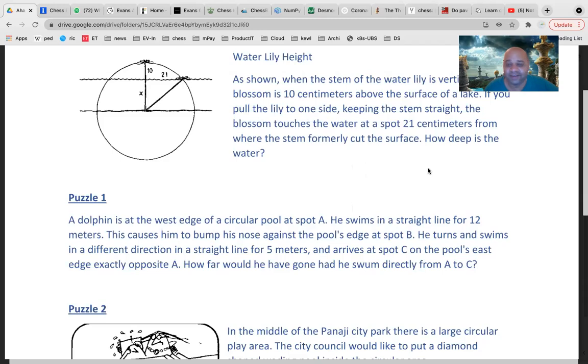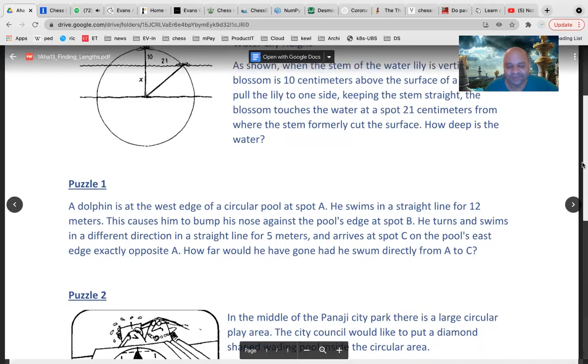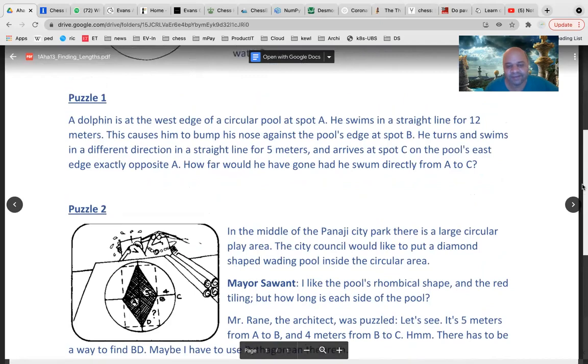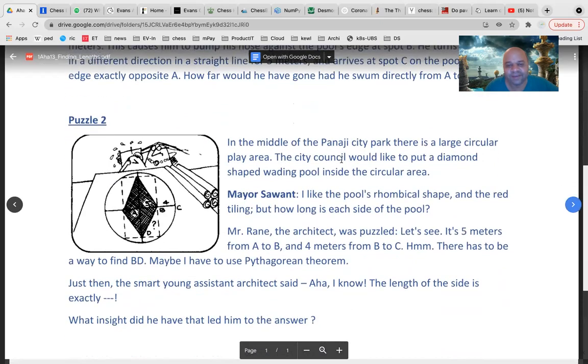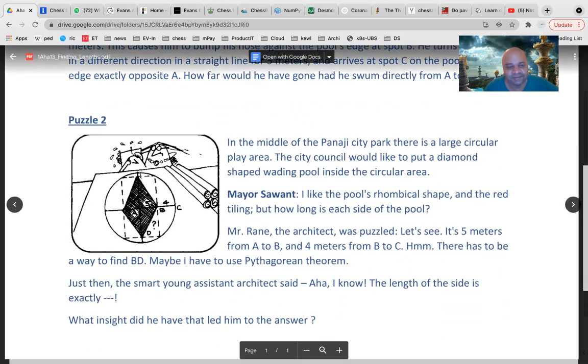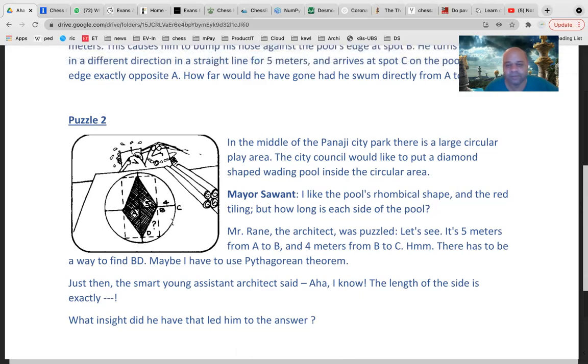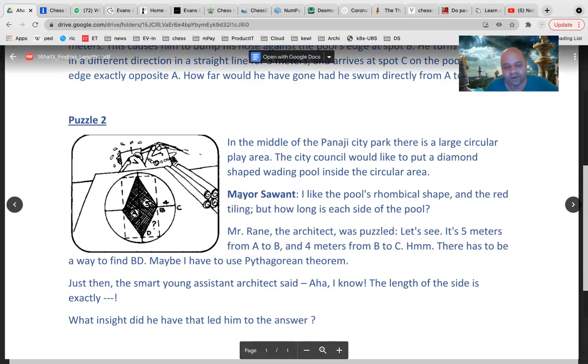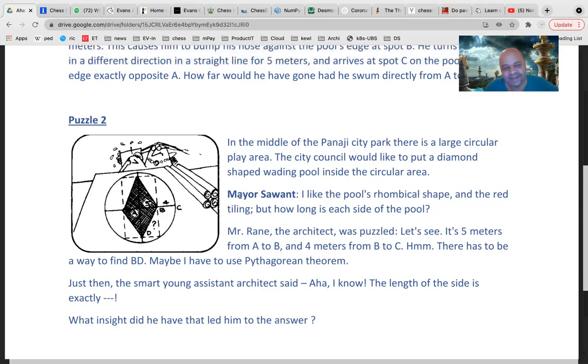All right. So now we come to the slightly tougher problem. It is not so tough, but it looks tough. So this is the main puzzle. In Panji city, we are trying to build a wading pool in the park. There is a circular area in the center of the park, and there is a diamond shaped wading pool that we want to put in. Actually, it is not just a diamond, it is called a rhombus. That's why I had sent you a link on what is a rhombus.